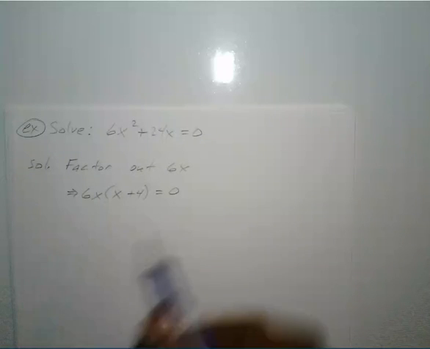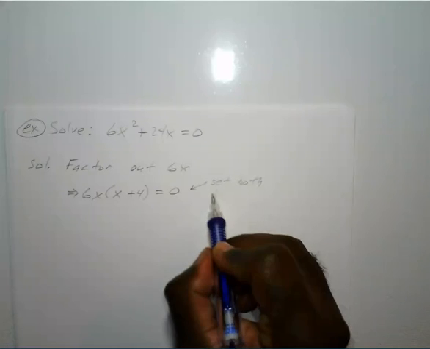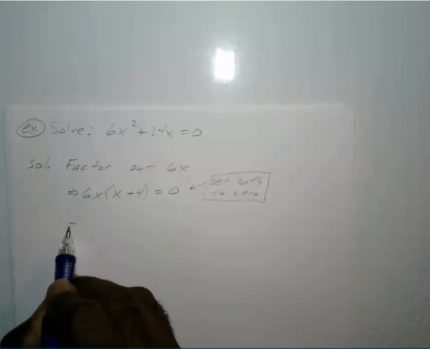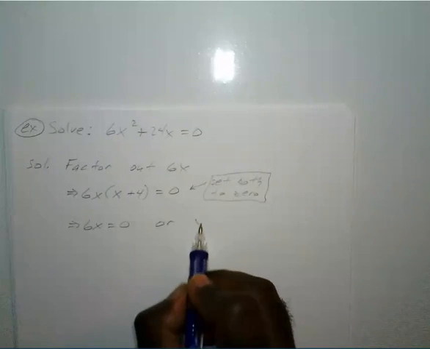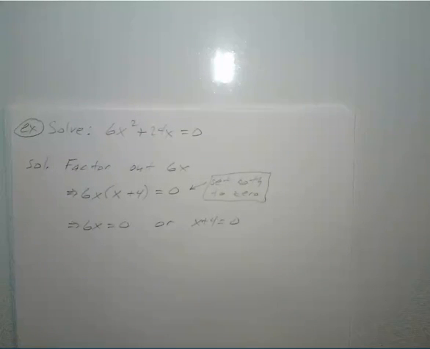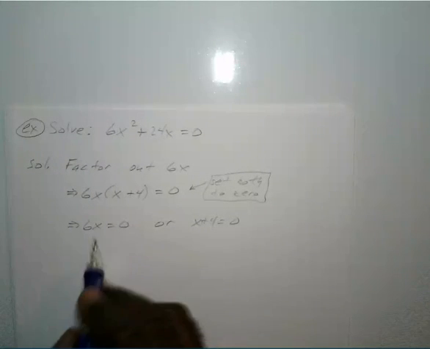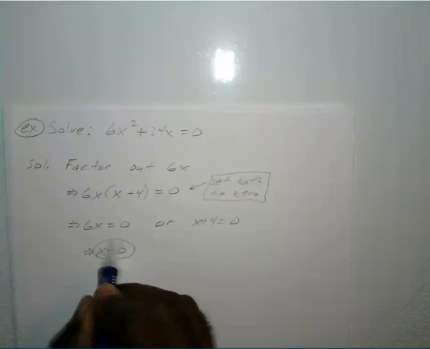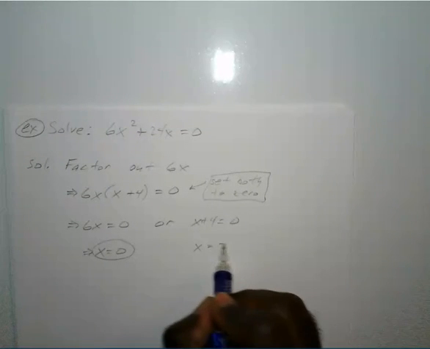Now this is all factored out. We do just like we did before. We set both to 0. So we have 6x equals 0, or x plus 4 equals 0. Again, either one would work. If we divide both sides by 6 on this one, we end up with x equals 0 over 6, or x equals 0. And if we subtract 4 on both sides here, we get x equals negative 4.